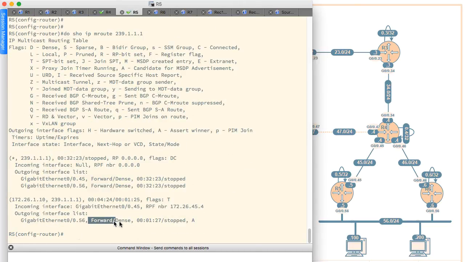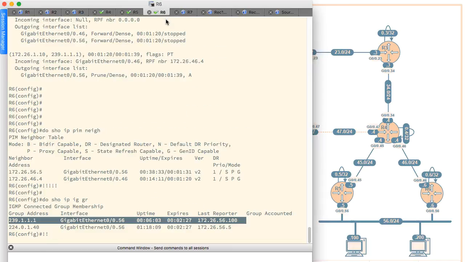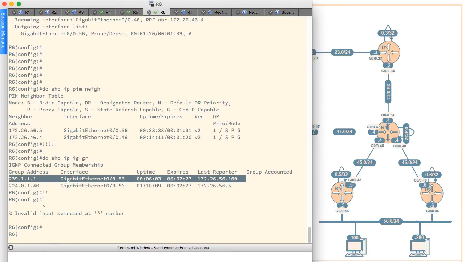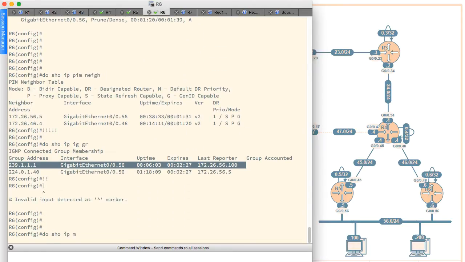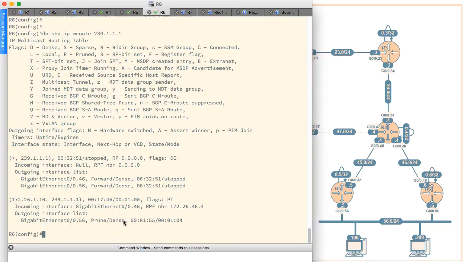And there we go. Now we are actually forwarding on that group. So we are forwarding on that VLAN. So VLAN 56, we are actually forwarding on it. And we are the assert winner. And that's why we are forwarding, because we are the assert winner on that particular group. R6 should no longer be forwarding on it. Do show IP M route 239.1.1.1. And now this has lost the assertion, so it has actually pruned itself off.